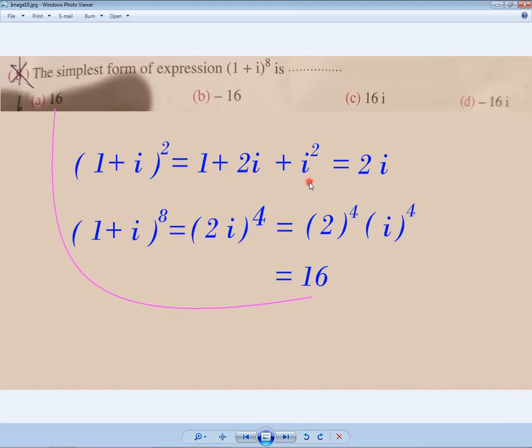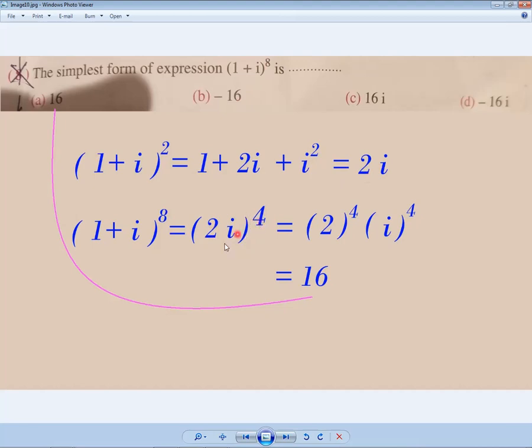What about the value of i squared? i squared is -1, so I removed it with the positive 1. Only I have now 2i. So 1 plus i, all to the power of 2 equals 2i. Now, if you want 1 plus i all to the power 4, it means the previous line to the power of 2, because 2 by 4 gives you 8. So, to get the value of this quantity, you have to take 2i and make it power 4.